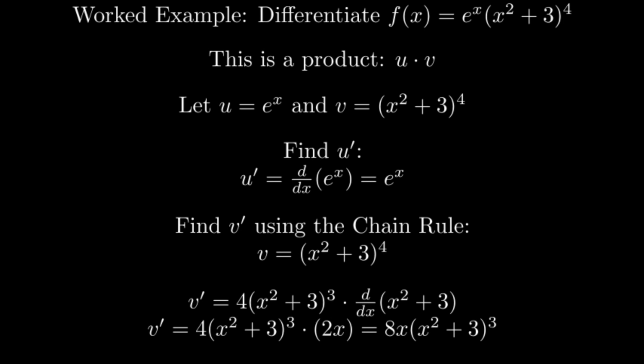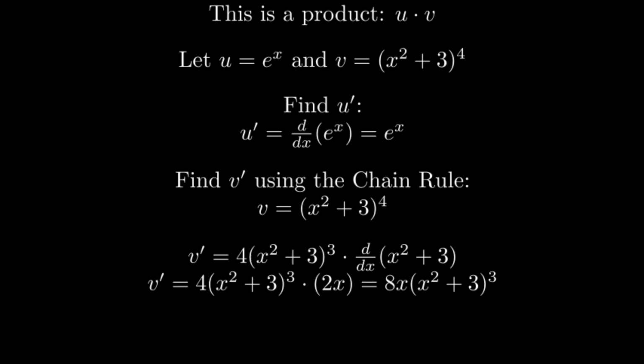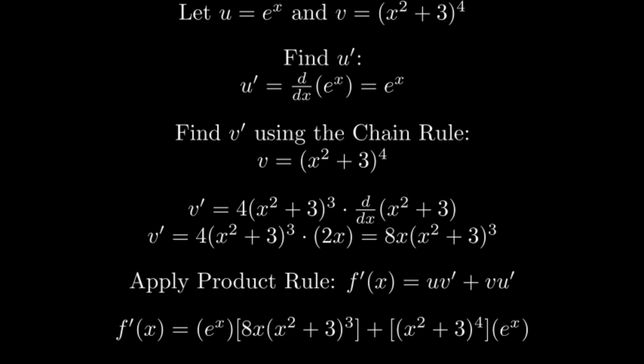Okay, now we have all 4 pieces: u, v, u prime, and v prime. We can plug them back into the product rule formula. The product rule is u v prime plus v u prime. Substituting our parts, we get e to the x times our expression for v prime, plus our expression for v times e to the x.